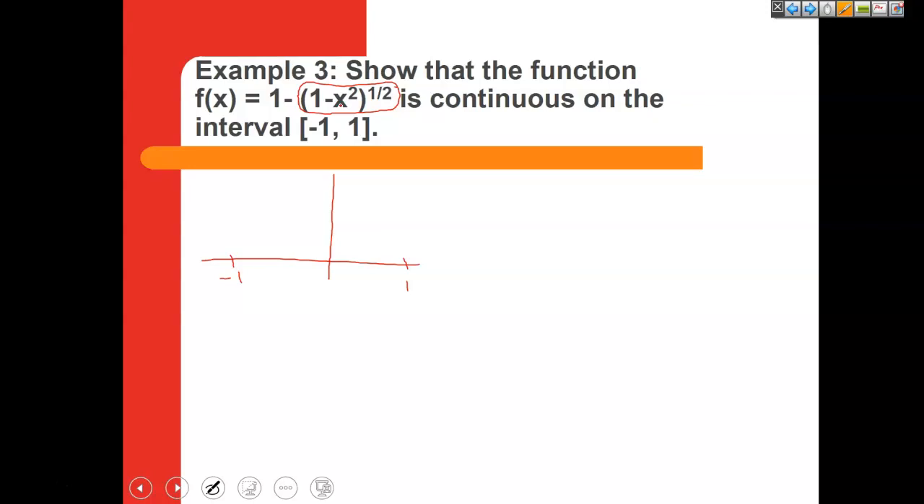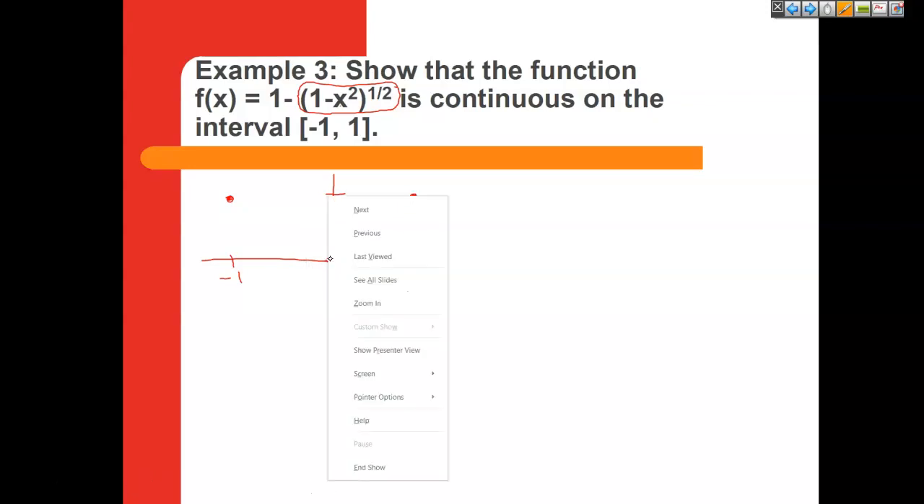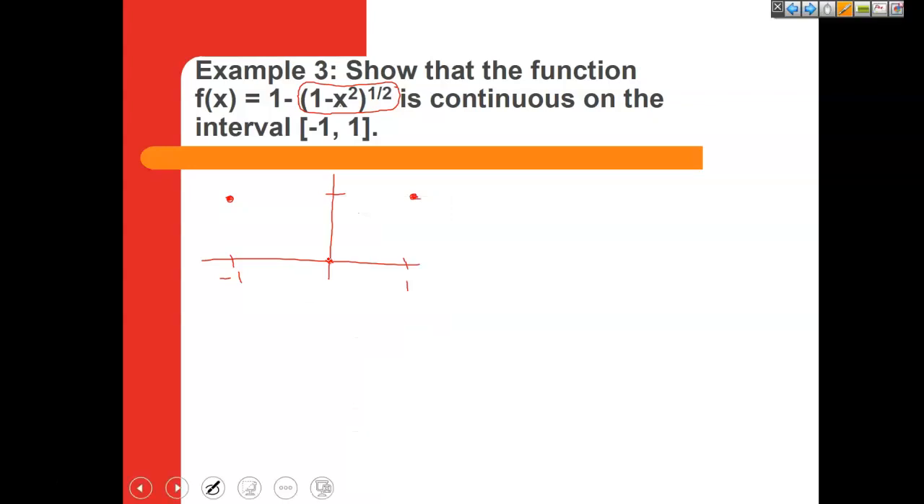Plug in -1. -1 squared is 1, 1 minus 1 is 0, square root of 0 is 0, 1 minus 0 is 1. If -1 squared is 1, then 1 squared is also 1, so it's also at 1. Plug in 0: 1 minus 0 squared is 1, square root of 1 is 1, 1 minus 1 is 0.